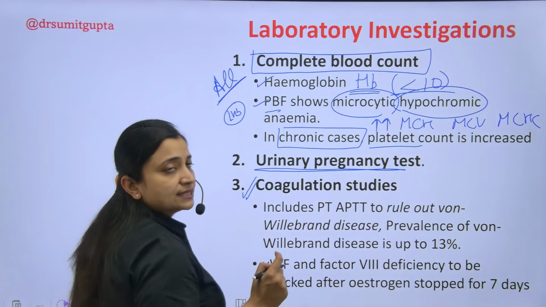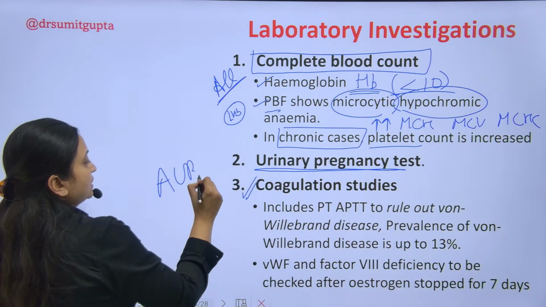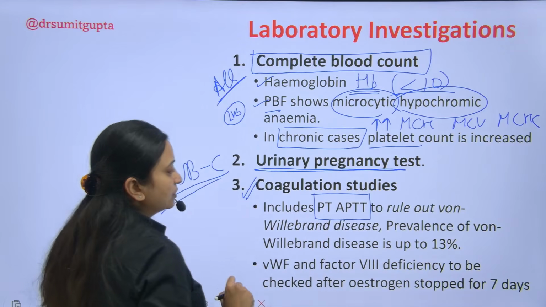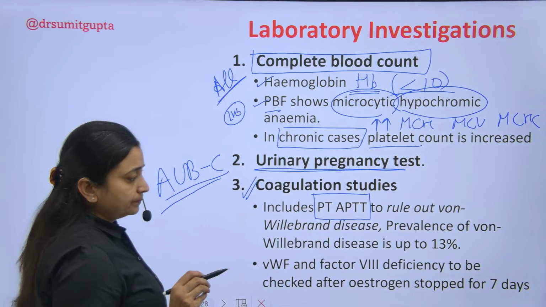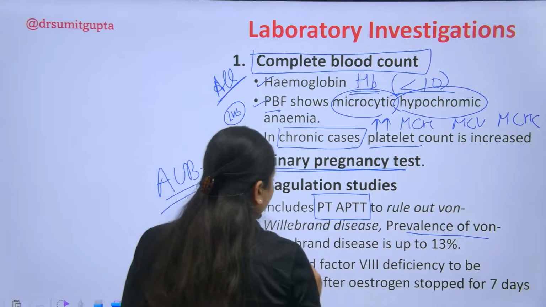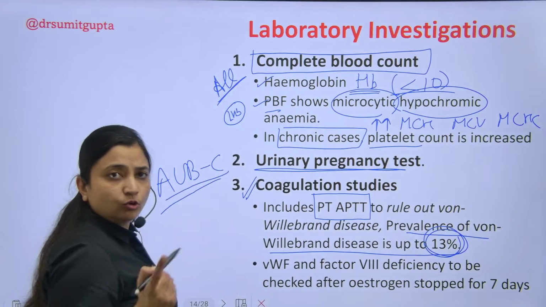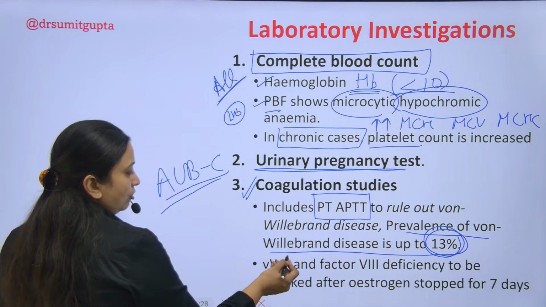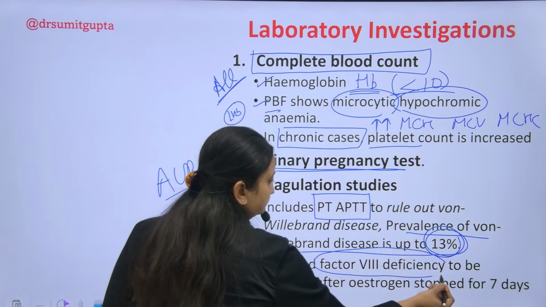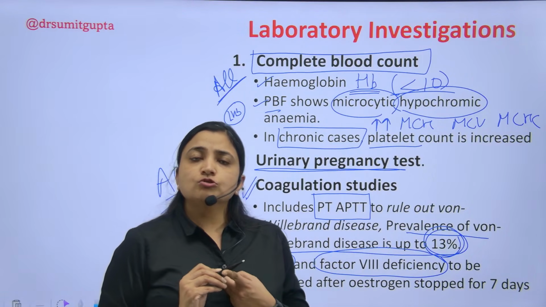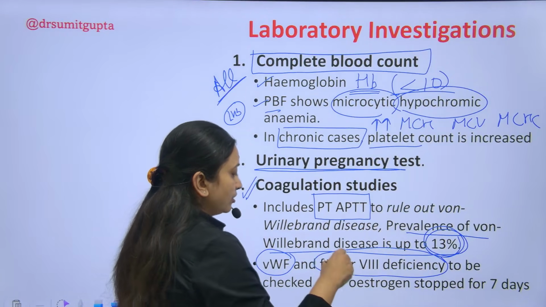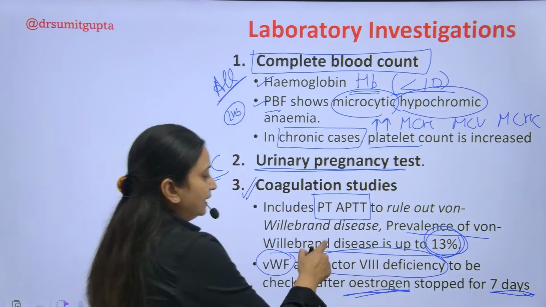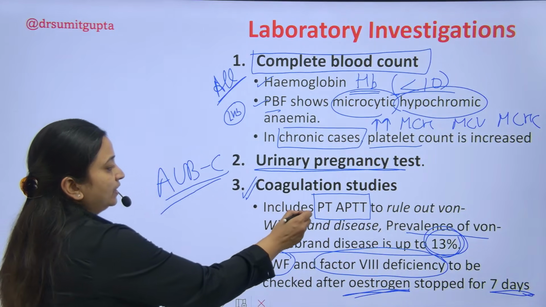Coagulation studies, as I told you, wherever you are suspecting AUB-C as per the screening table that I had discussed. So if you find, then PT and APTT to be done first. Prothrombin time, activated partial thromboplastin time. Why? Because the prevalence of von Willebrand disease is up to 13% in the population, which is generally overlooked. So if you find that there is some problem with the coagulation, go for the study of VWF, von Willebrand factor, and factor 8 deficiency. But these are to be done once you stop the hormonal treatment, because the presence of given estrogen in the body may interfere with the results of these tests. So stop the hormonal treatment for 7 days and then go for VWF and factor 8 studies, especially if PT, APTT are deranged.